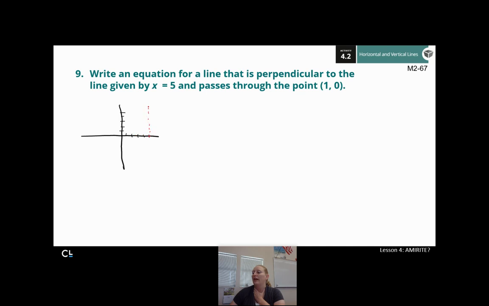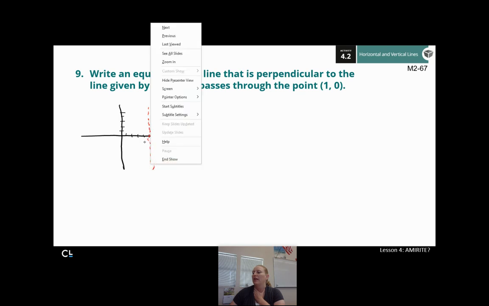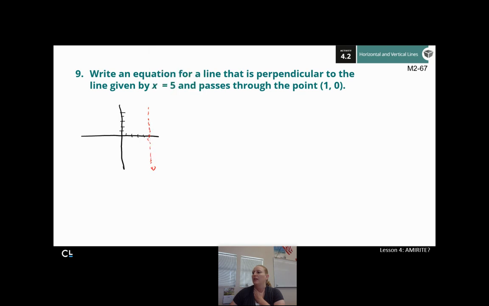So I'm going to draw my line. There's my line, x equals 5. So it needs to be perpendicular to that. So it looks like I'm looking for a horizontal line then, doesn't it? Since I got a vertical line, that's what they gave me. But I'm also told it passes through the point 1, 0. So over 1, and up 0. So that makes it this point right here.